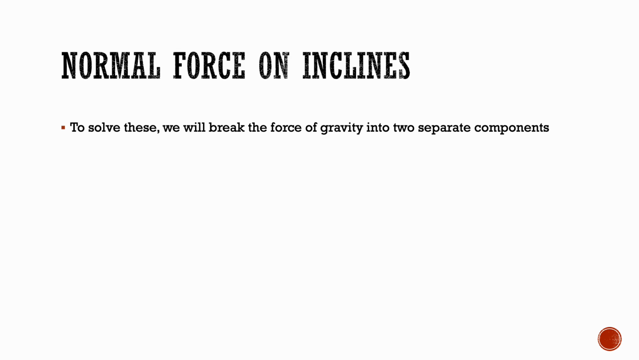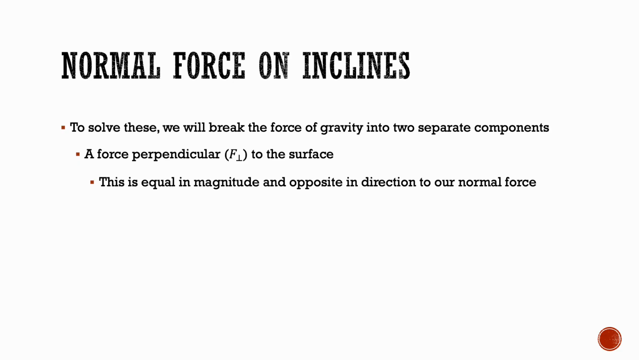Now looking at normal forces on inclines. To solve these, we tend to break the force of gravity into two separate components, one being a force perpendicular to our surface and one being a force parallel to our surface. For the force perpendicular to a surface, I usually use the subscript that is two lines that are perpendicular to each other. This force perpendicular is equal in magnitude and opposite in direction to our normal force. So if we calculate our force perpendicular, that gives us our normal force.